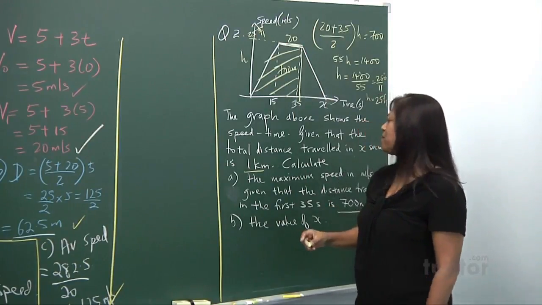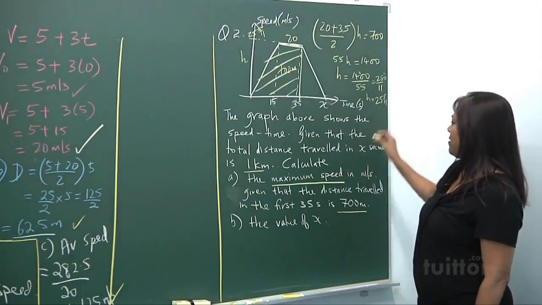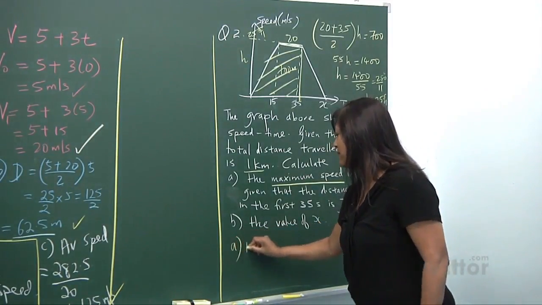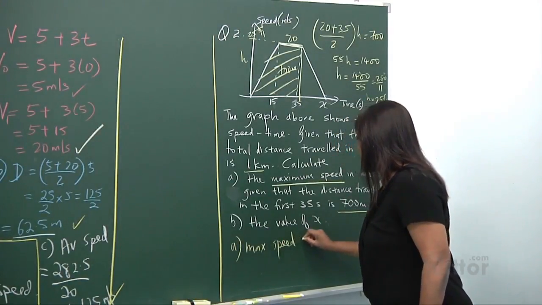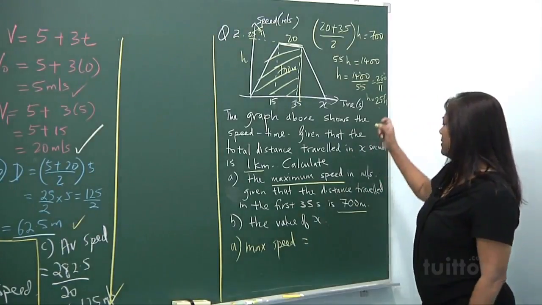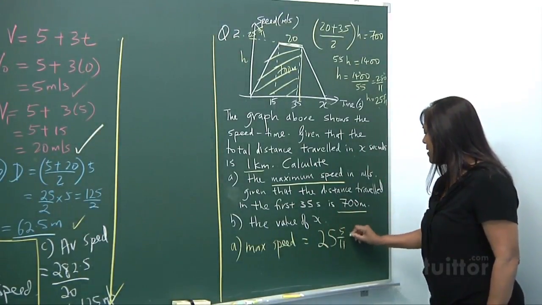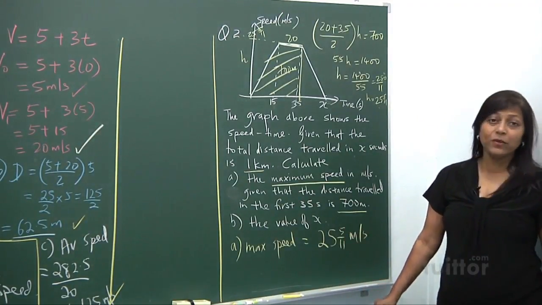That's the maximum speed. So they said, hey, what's the maximum speed? So therefore, the maximum speed, look at it, is equal to 25 wholes, 5 over 11 meters per second. You got it, my dear? How did we do it?